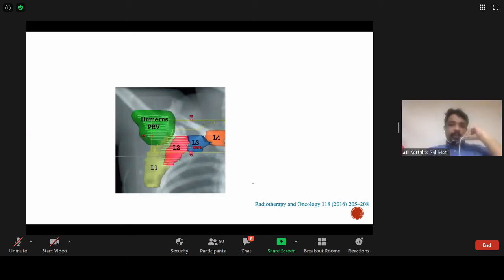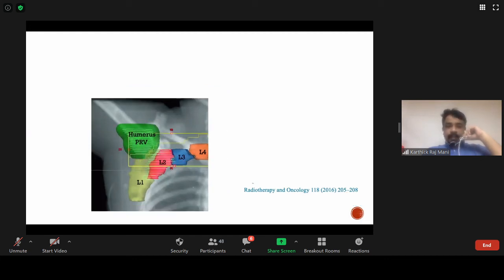Always, when you are trying to do regional nodal irradiation, try to contour and make sure all 3 levels have been properly covered. When I do the contouring, I make sure all these levels are covered properly.